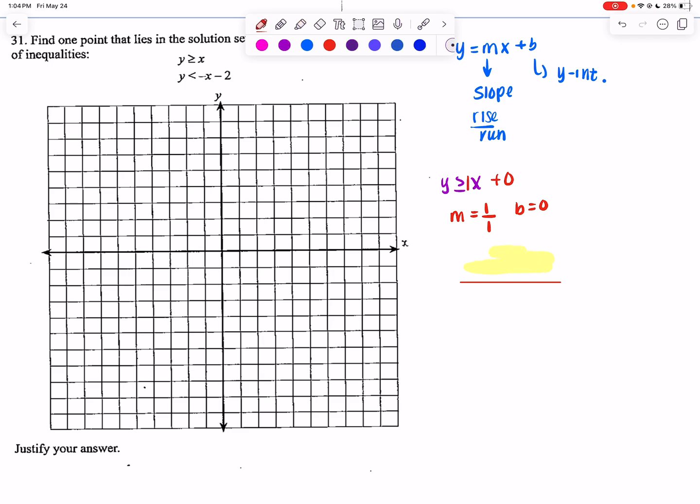So I'm going to plot a point at 0, and then go up 1, right 1, up 1, right 1, like that. And I'm going to keep plotting until I run out of room. And then I'm going to go backwards, which is down and to the left. So I'm going to go down 1, left 1, down 1, left 1. And again, we keep going until we run out of room, because what's the point of not doing that when you have 3 hours? And then we draw a line going through those points.